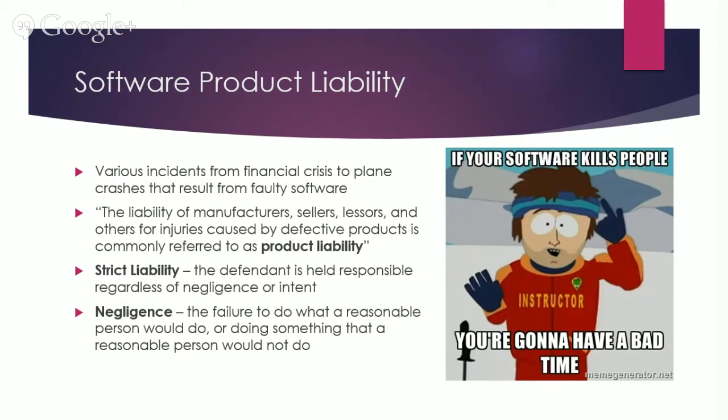Software product liability is also important. To run through this quickly, if you've taken B-Law, it's basically what you learned in there. But there are tons of possibilities for things to go wrong, especially with software. The book talks a little about financial meltdowns, plane crashes, and car accidents that all stem from faulty software. Product liability is basically the liability that the makers of the software have when an injury is caused by their product being defective.